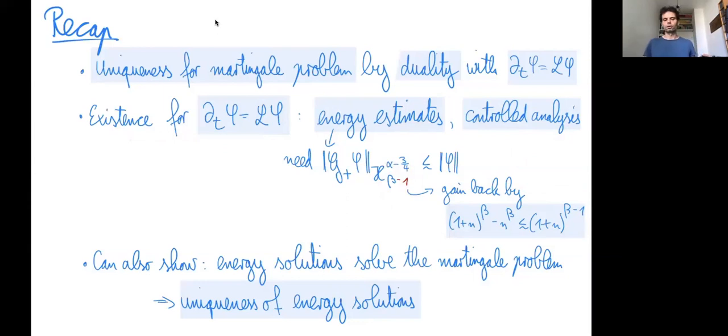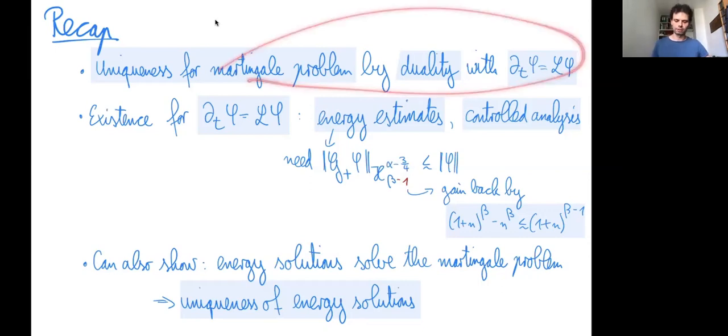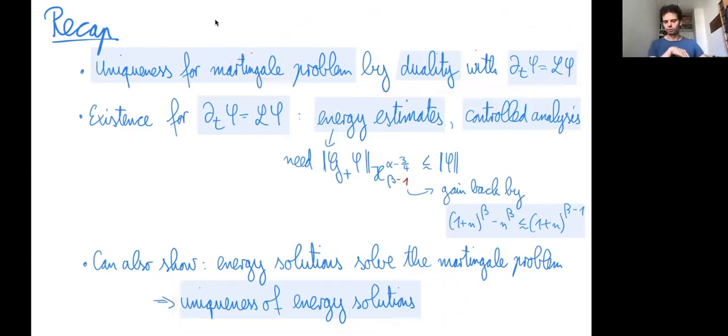What we can also show, which I didn't address now, is that any energy solution solves the Martingale problem. And since we have uniqueness for the Martingale problem through this duality argument, we then also get uniqueness for energy solutions. Okay, and then after the break, let's take a 10-minute break, I can explain how we can do things differently, and how this allows us to handle a little bit of criticality, and how to do much fewer estimates actually.